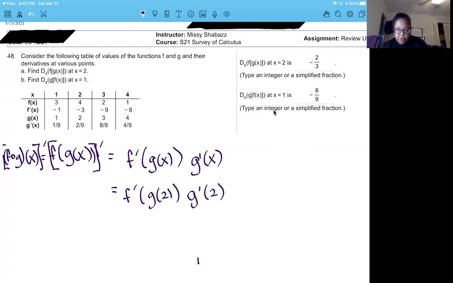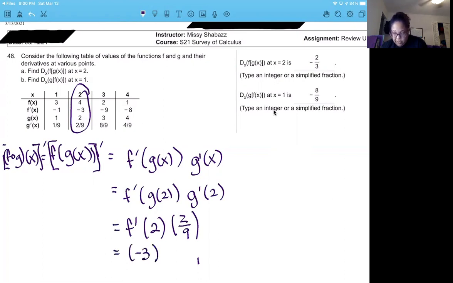So I'm going to go to the 2 column. G of 2 is 2. So I have f prime of 2. G prime of 2 is 2/9. Now I need f prime of 2, which is negative 3. So I get negative 3 times 2/9, which is equal to negative 2/3.